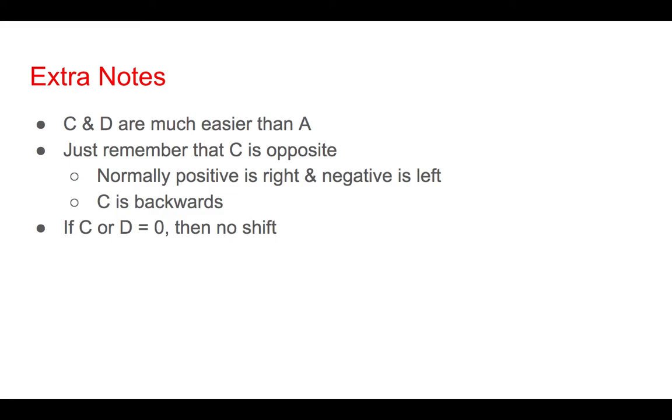So just some quick clarification things here. C and D are a lot easier than A. You don't have to check the absolute value. It's not greater than, less than anything. It's just, is it positive or negative? Is it going left or right? Is it going up or down? So those are pretty straightforward. Just remember that C is opposite. Normally positive is right and negative is left, but C is backwards on that. So just pay attention to C very, very carefully. And then just remember that C and D are allowed to be 0, and if they are 0, then there's just no shift at all, okay? Which is totally fine. It's a totally acceptable and reasonable answer for some of our functions, okay?